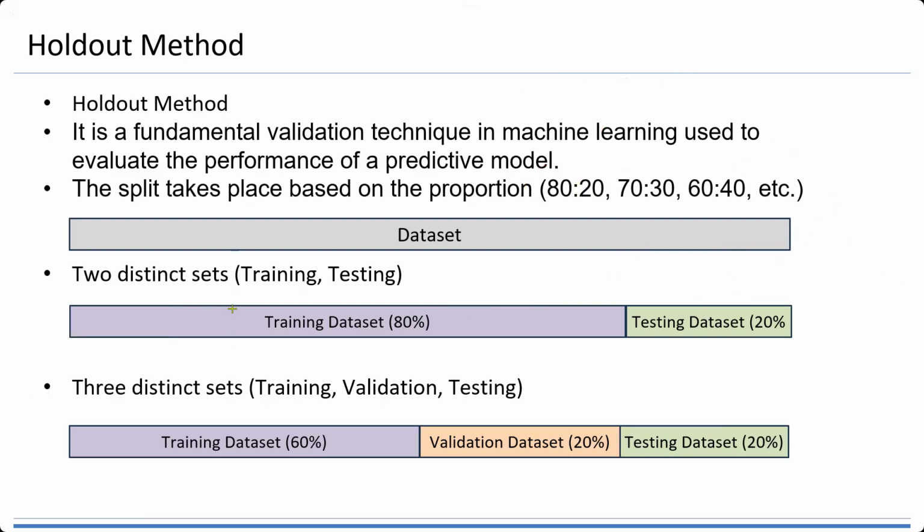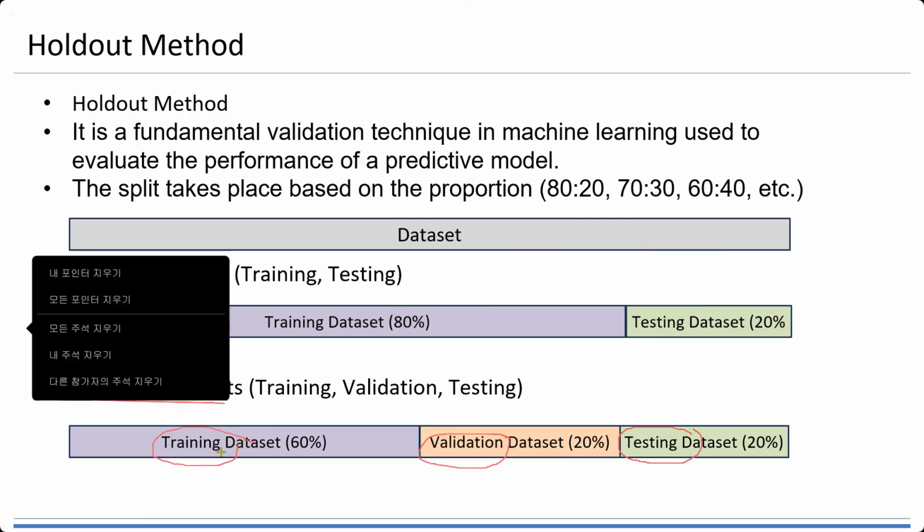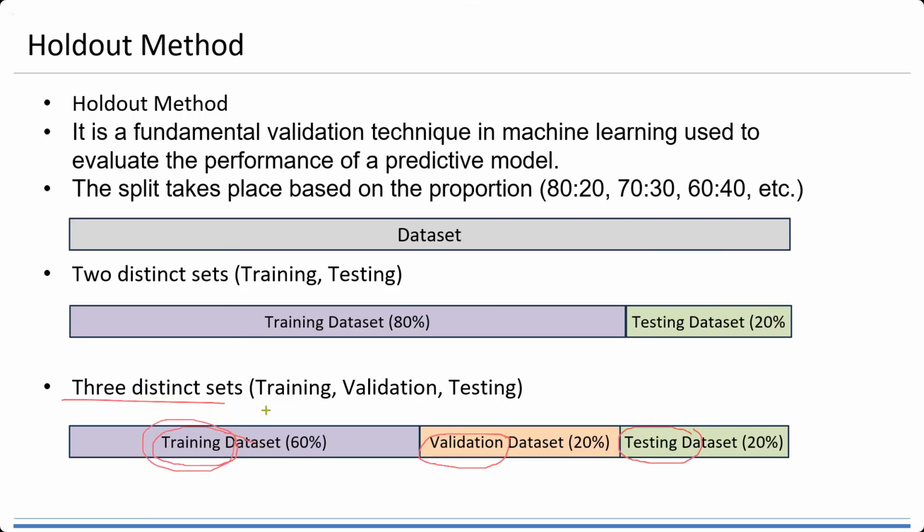In some cases, people split into 3 distinct sets. We call it the training data set, and then we have a validation data set, and we have a testing data set. So in the training data set, we will do the modeling. We will build the model with the training data set. After we build the model, we do the validation with this data set.